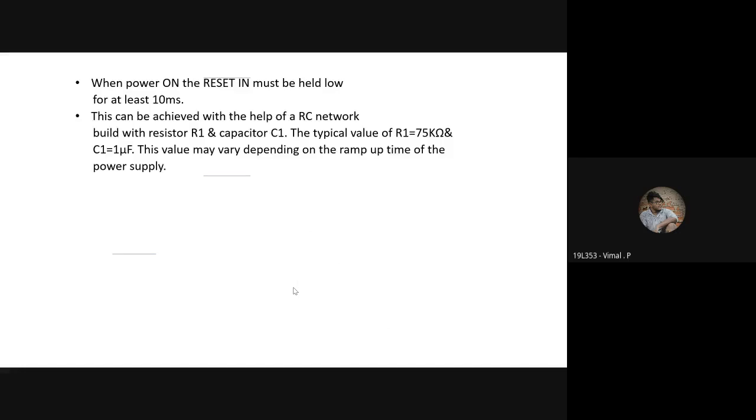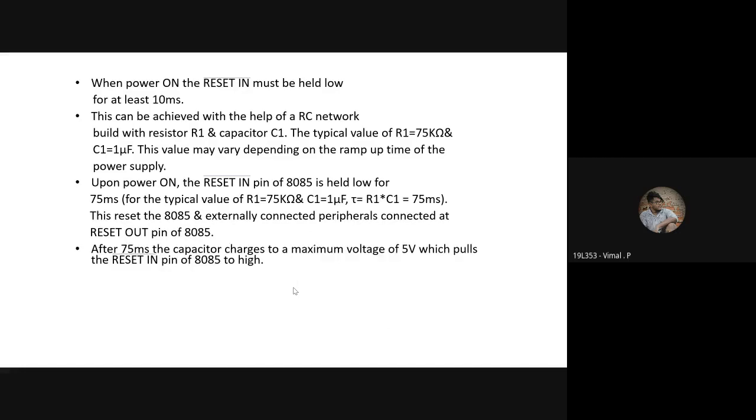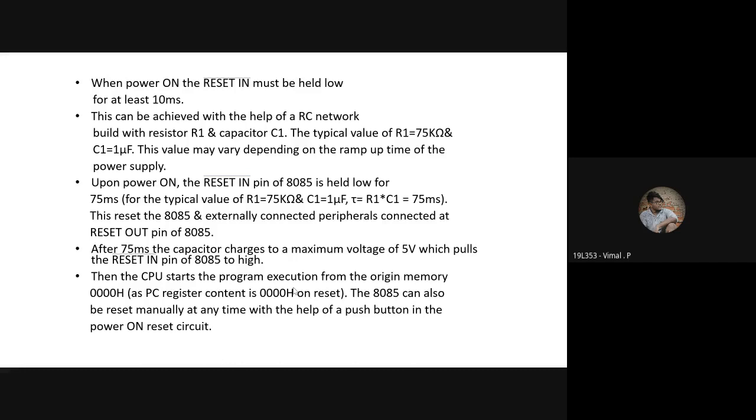This is what I have given. After 75 milliseconds, the capacitor charges to the maximum voltage of 5 volts, which pulls the reset in pin of the 8085 to high, and it resets the CPU to the original memory of 0000H. Thank you, sir.